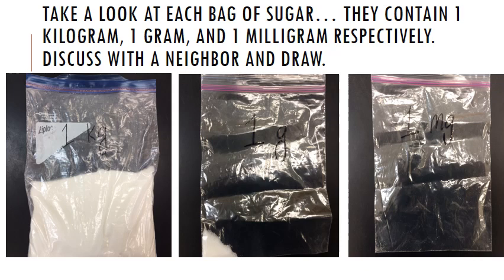In the boxes on your page, you're going to be drawing what is in these pictures. So you're going to take a look at each bag of sugar. On the left, we have a Ziploc of sugar that contains 1 kilogram of regular table sugar. In the middle, we have a picture showing 1 gram of sugar. And on the right, we have a picture showing a milligram of sugar. The one on the right, I know it's very hard to see, but there are tiny particles of sugar in there. It's not very much. Discuss with a neighbor what you see, how they compare, and draw your picture in the boxes.